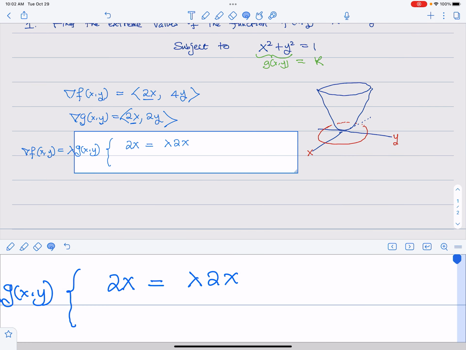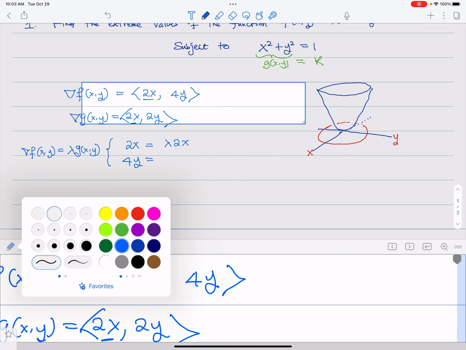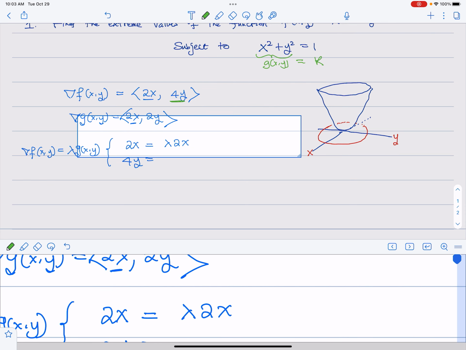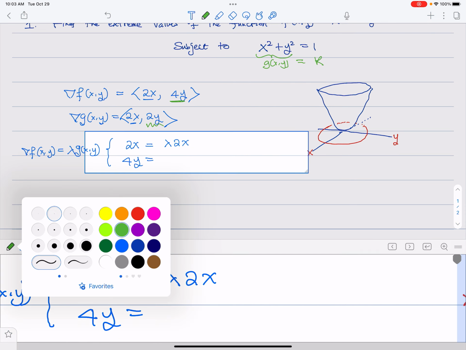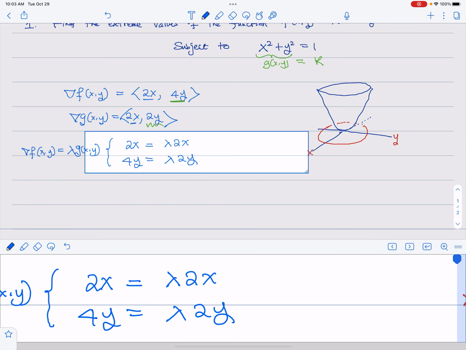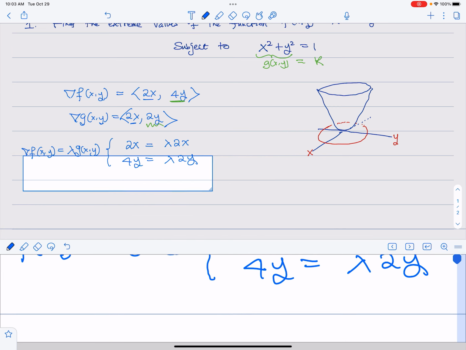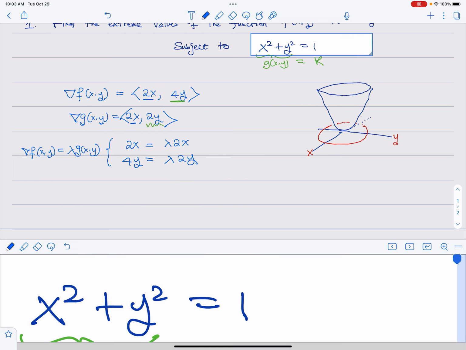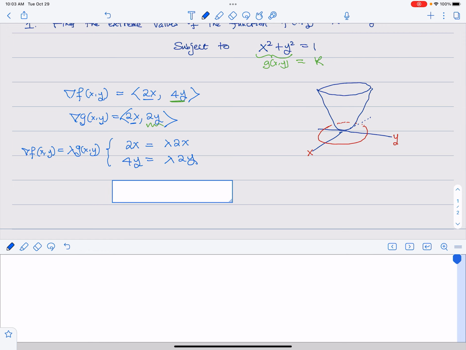Okay. And then we have 4y. This 4y right here is equal to lambda times this 2y. So it's equal to lambda times 2y. Okay. So we have that. And then we also have our function g of x, y equals k. So we have x squared plus y squared is equal to 1.